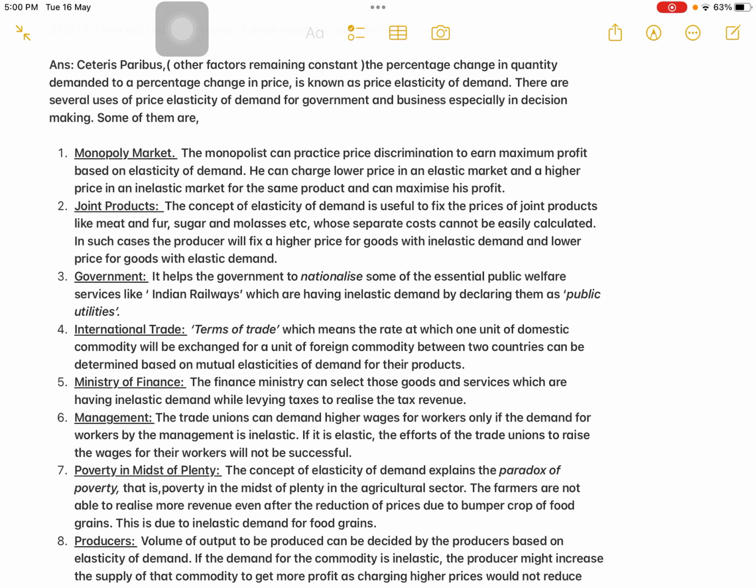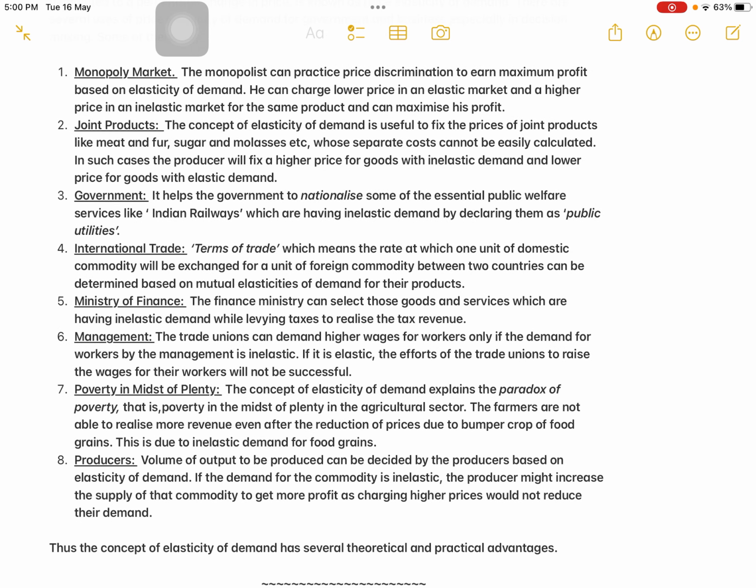Fifth one, Ministry of Finance. The Finance Ministry can select those goods and services which are having inelastic demand while levying taxes to realize the tax revenue. Sixth one, management. The trade unions can demand higher wages for workers only if the demand for workers by the management is inelastic. If it is elastic, the efforts of the trade unions to raise the wages for their workers will not be successful.